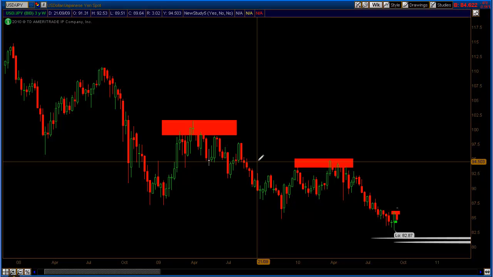In today's chart of the day we are going over the US dollar versus the Japanese yen spot chart. You can currently see we are trading at 84.62. 84.62 is the current level, and what we are looking at right now is a weekly chart.